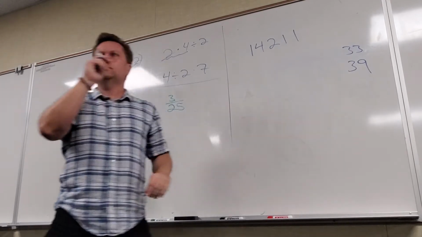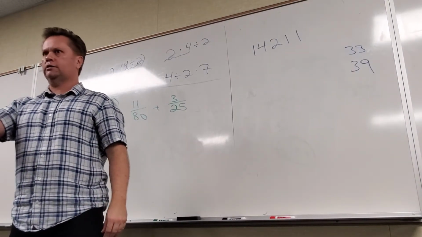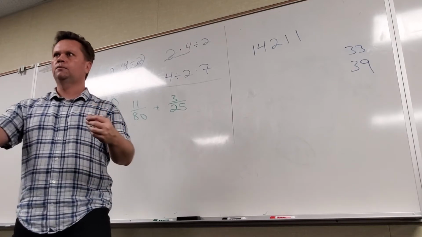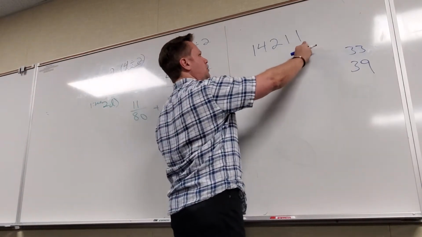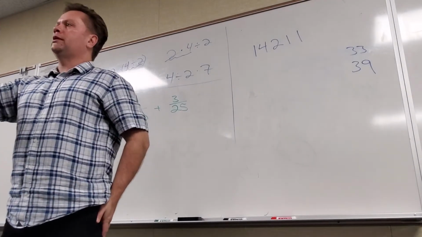So watch this. The division rule for 9, you might expect it to be very similar because 3 goes into 9, right? So sure enough, if the digits add up to a number divisible by 9, then the whole thing is divisible by 9.